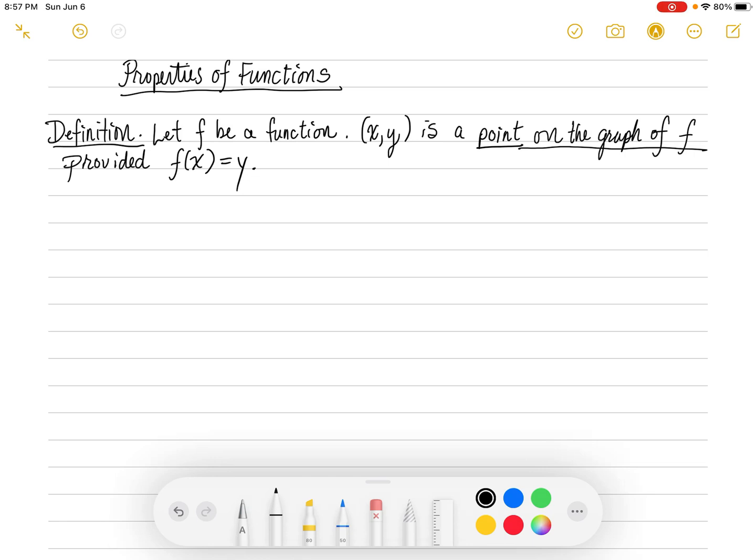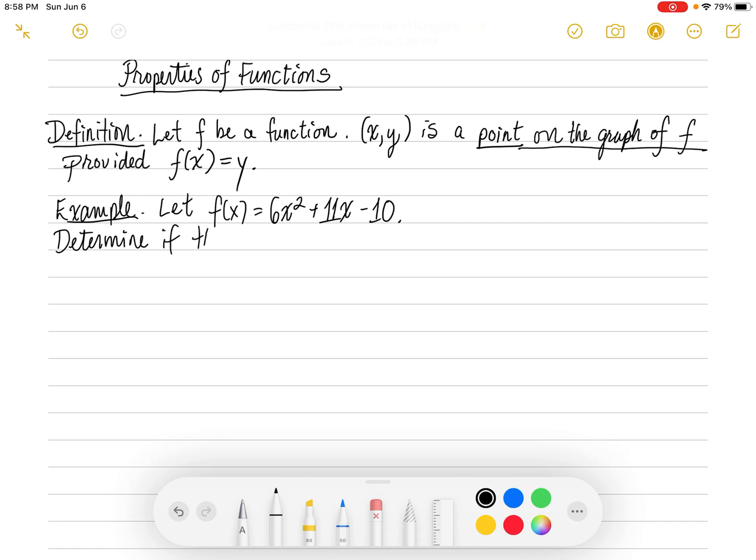So, maybe an example of that. Example. So let's say we have a function that's given to us. Let f of x be the function given by 6x squared plus 11x minus 10. And our instructions are to determine if the point that's given below is on the graph of f.